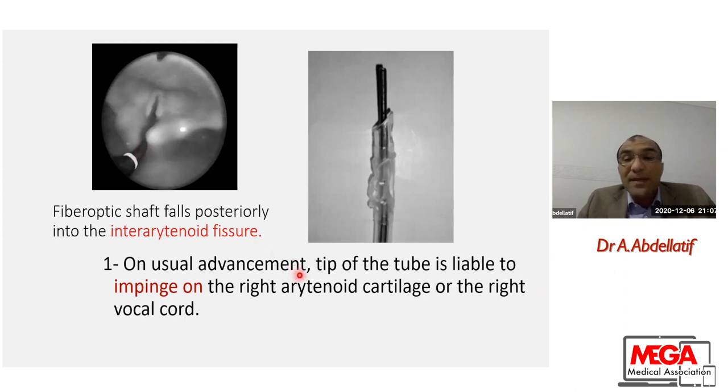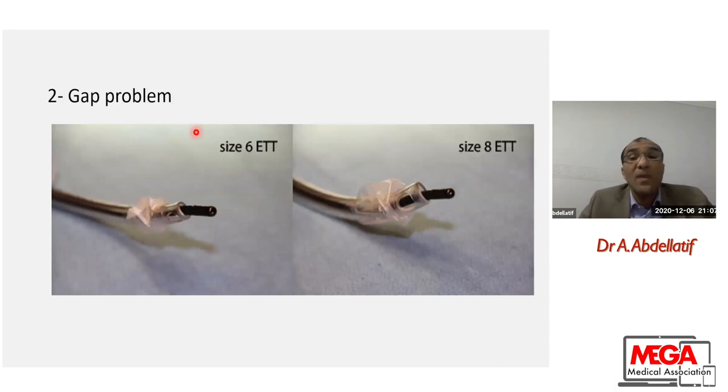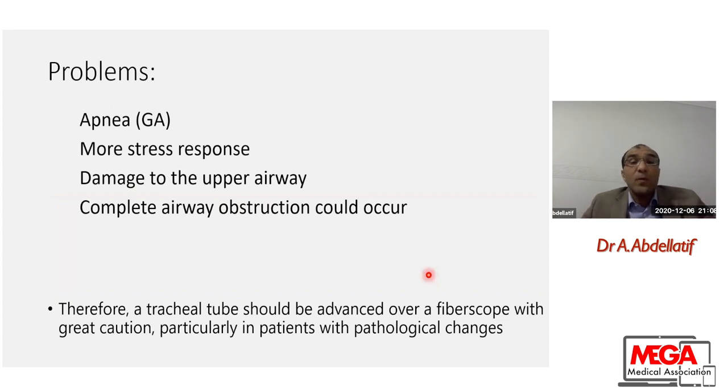So on usual advancement, the tip of the tube is liable to impinge. The tube here is coming from the right side down, so it will impinge on the right arytenoid cartilage. So if I choose a big tube, the impingement incidence will be high. This is what's called the gap problem. If I choose a big tube, the gap problem arises: there'll be a big gap between the shaft and the endotracheal tube, and there is more liability for the right arytenoid to come between them and make the advancement of the tube difficult.